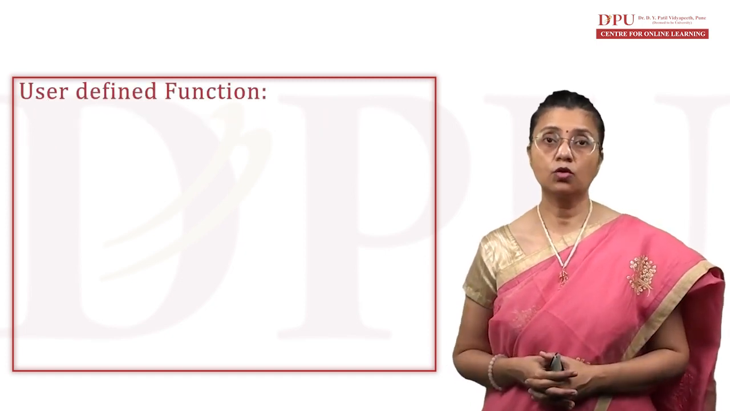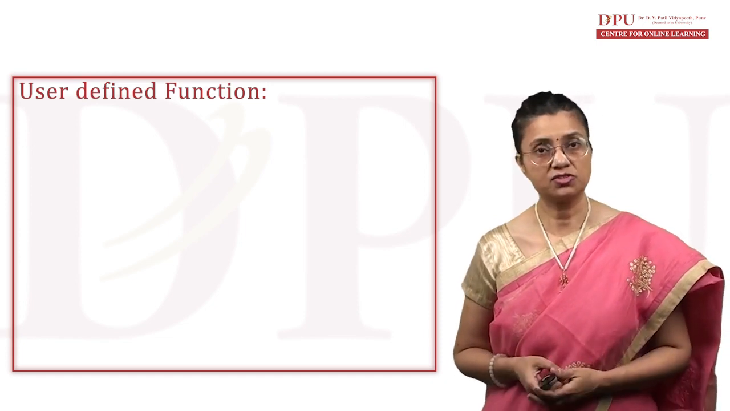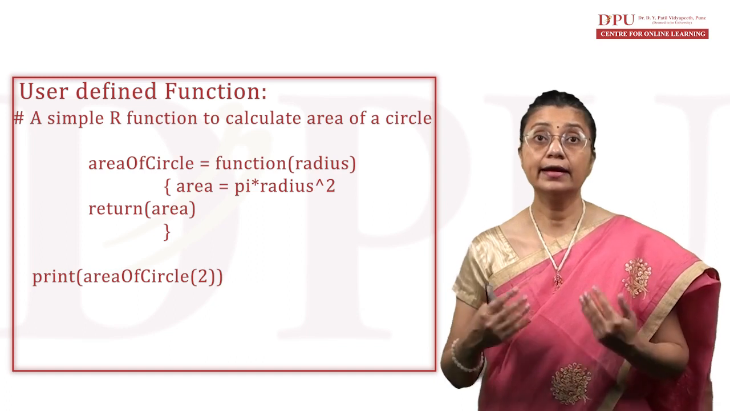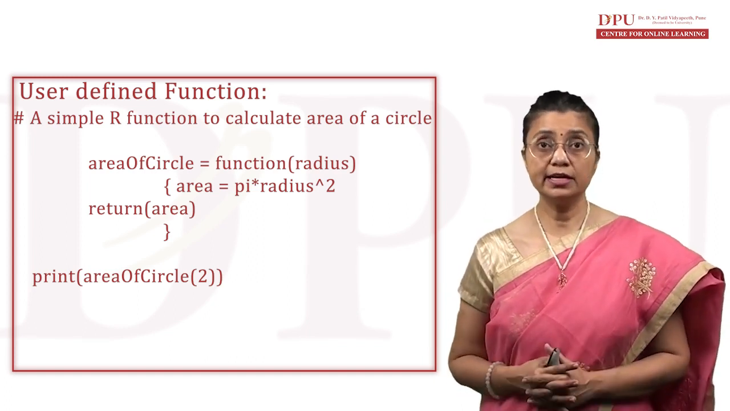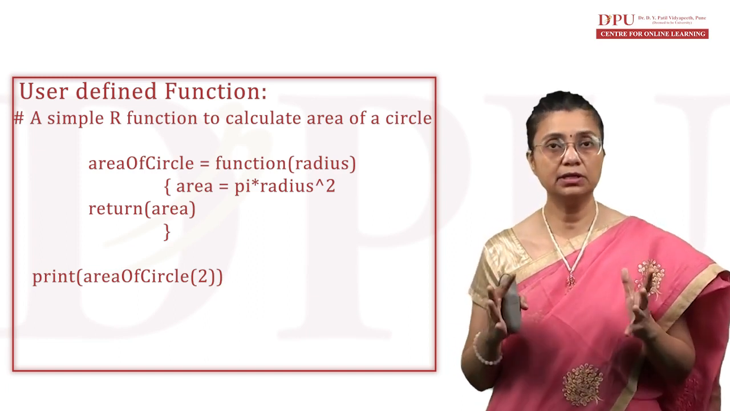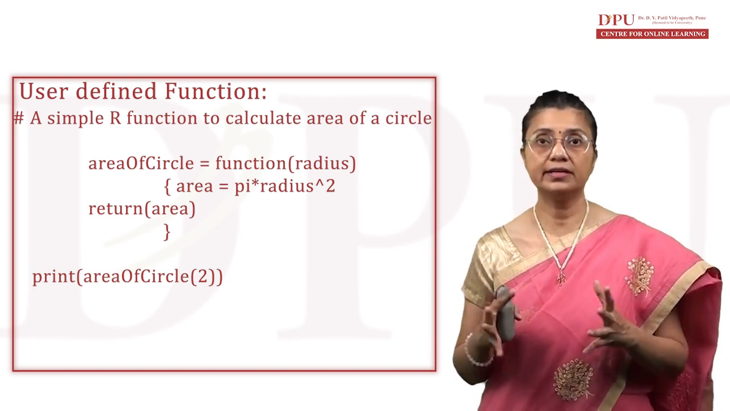Now let's have a look at a user defined function. This function is basically a function which I have created. So it is a simple function to calculate the area of a circle. Now area_of_circle is my variable name and I am storing the function in it, with the argument radius.